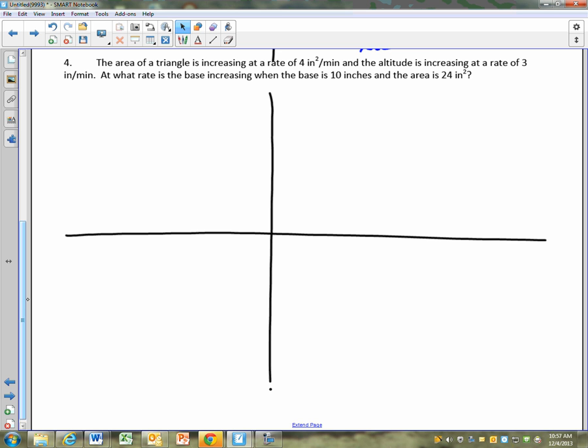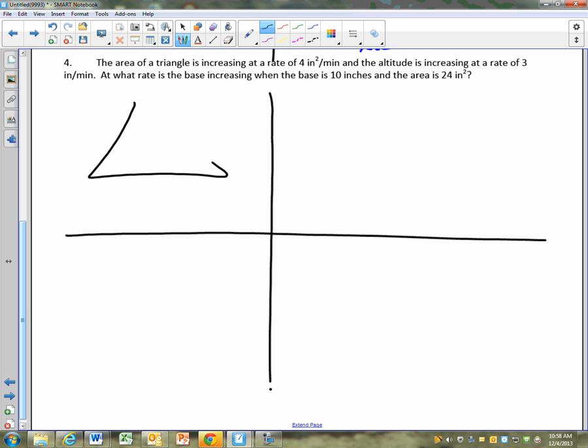Area of a triangle is increasing at a rate of 4 inches squared per minute, and the altitude is increasing at a rate of 3 inches per minute. At what rate is the base increasing when the base is 10 inches and the area is 24? Oh my goodness, what do I do? Draw a triangle. Good. You always know where to start, right?